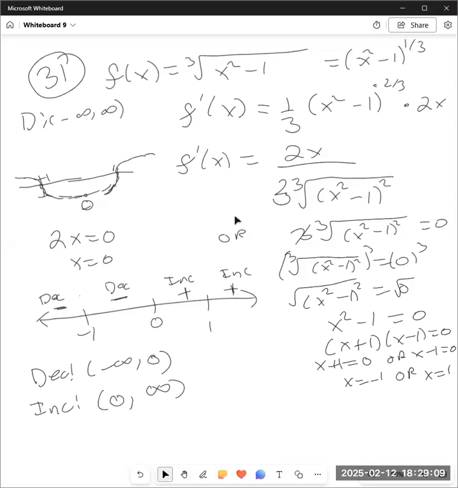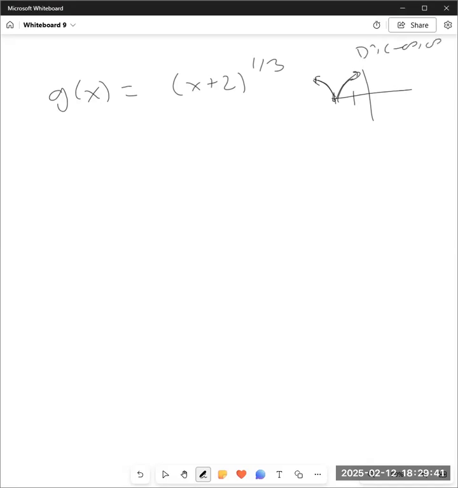All right, let's go ahead and look now at number 33. G of x is equal to x plus 2 to the 1/3 power. That's going to give me a graph that looks something like this. It has a sharp point here at the cusp. So my domain is negative infinity to infinity.